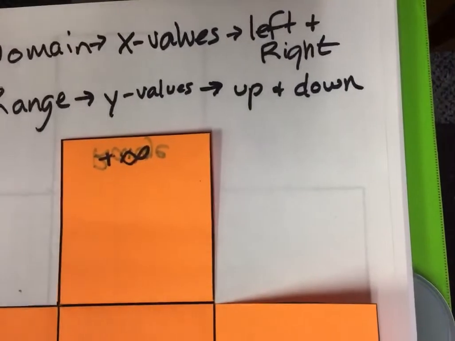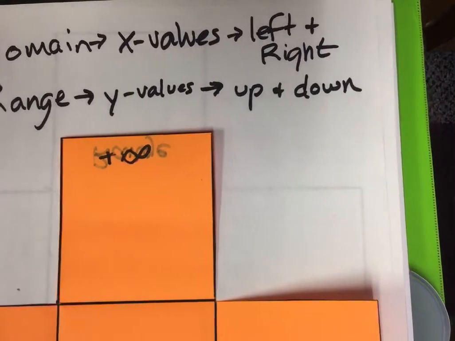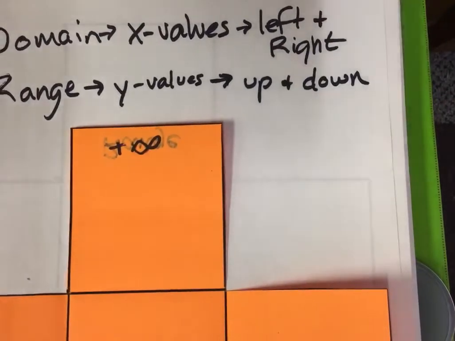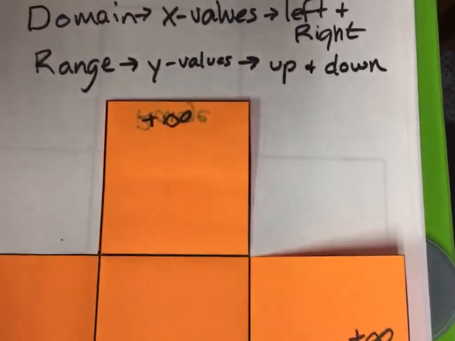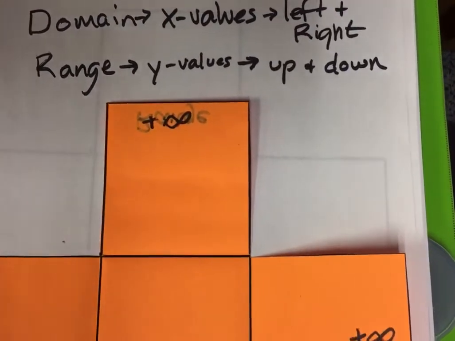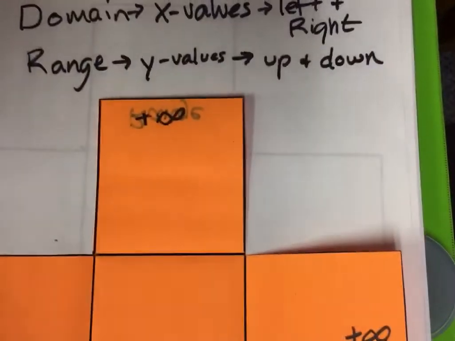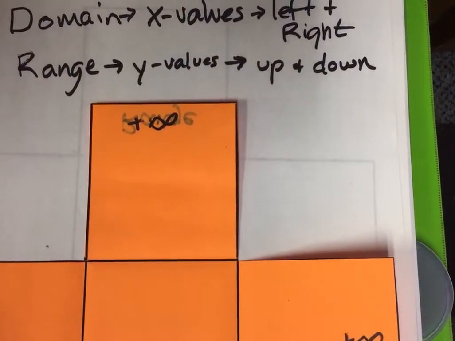Today we're going to do a discussion on domain and range. So this is going to be an in-class activity, but in case you need a review or you're missing class for some reason, here's a video of what we're going to do. So domain and range is talking about how far left and right a graph can go.